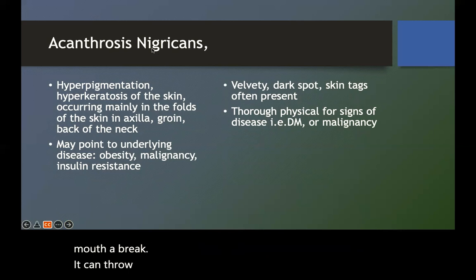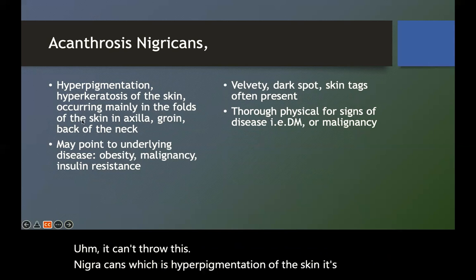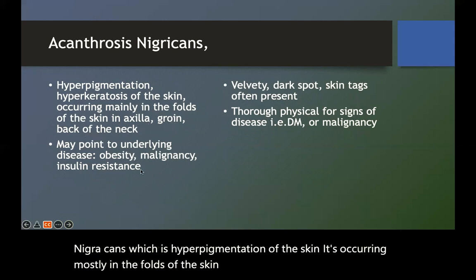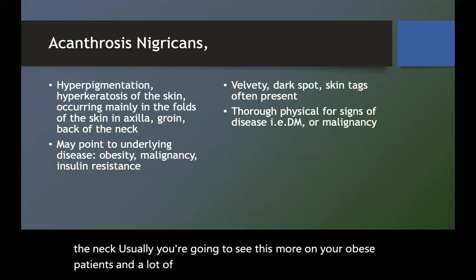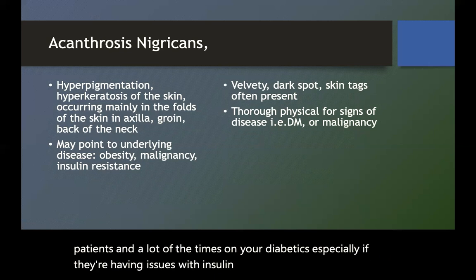Acanthosis nigricans, which is hyperpigmentation of the skin. It occurs mostly in the folds of the skin, the axilla, groin, and the back of the neck. Usually you're going to see this more on your obese patients and a lot of the times on your diabetics, especially if they're having issues with insulin resistance. It presents as like this velvety dark spot.